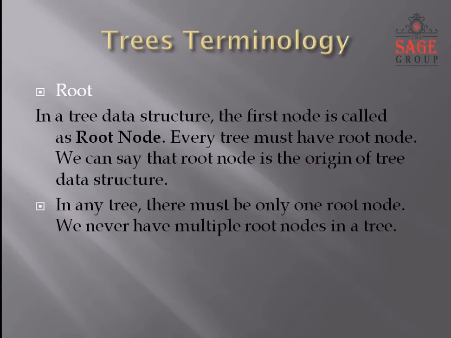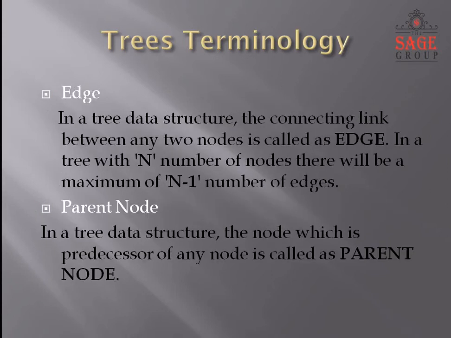Now let us come to the first definition, which is the root. In a tree data structure, the first node is called the root node. That means the node from which the tree starts is known as the root node, and every tree will have one root node. It has to have a root node, which is the origin of the tree data structure, and there can be only one root node. You cannot have more than one root node. Multiple root nodes will never exist in a tree data structure.